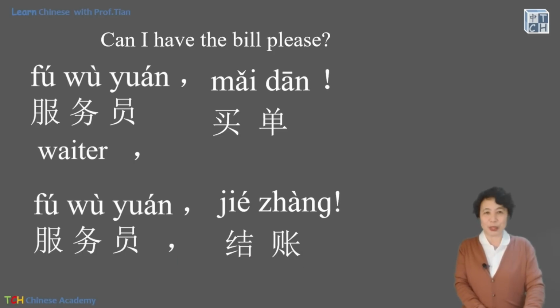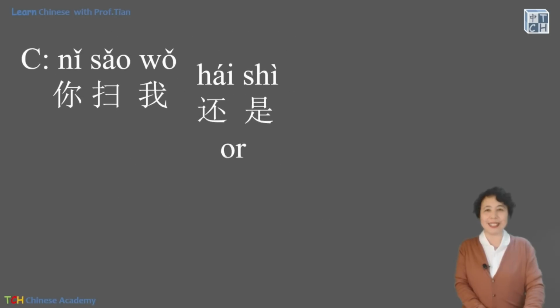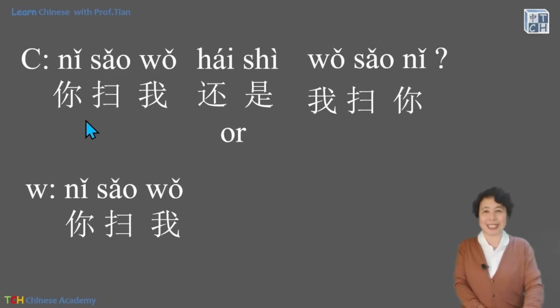So when the waiter or the waitress comes, we can have the following conversation. Let's guess, what does this mean? So the customer, you are the customer, you can start. 你扫我还是我扫你? That means, yeah, you scan me or I scan you, because there are two ways to pay. And the waiter or the waitress can say, okay, 你扫我. Of course, he can also say, 我扫你, depending on the situation. Okay, that is how we 买单 buy the bill and get paid in China. So don't forget this very useful word 扫 to scan when you make your payments in China.